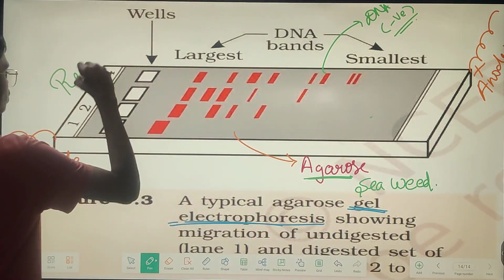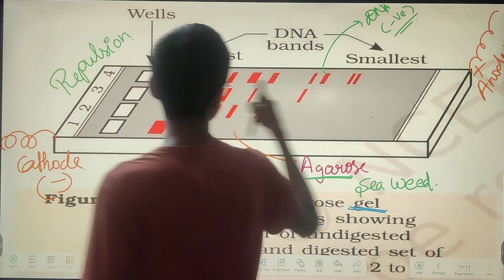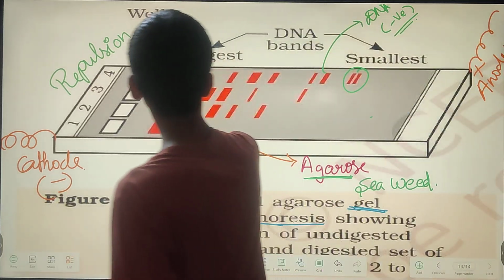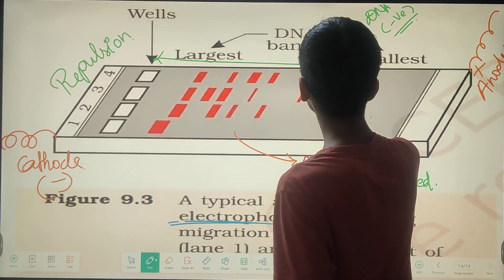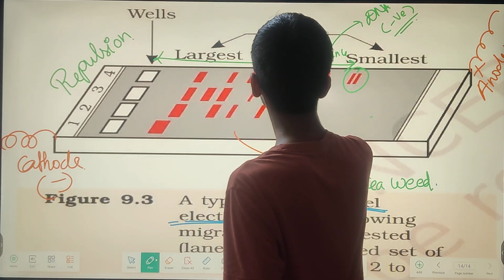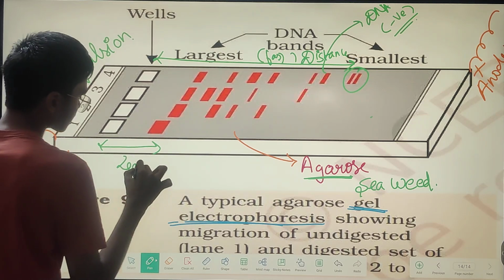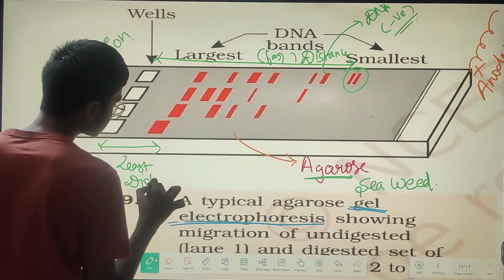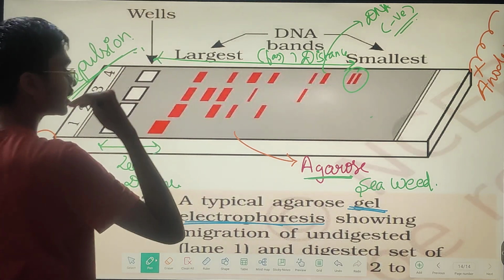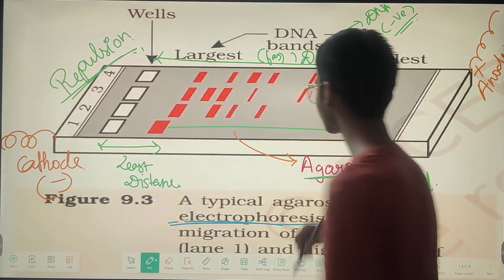Because of the repulsion, the least weighted, the smallest fragments, go the farthest distance. And the highly weighted goes the least distance, because it is heavy and the repulsion force is not the optimum amount to push it till here. So this much distance is there.